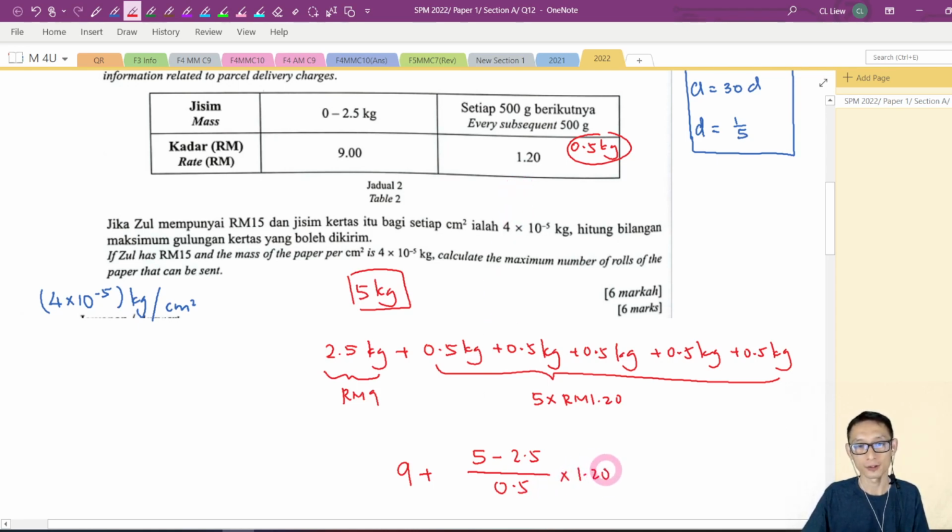Okay. Now, try to calculate this one. You should be able to get the same answer as this one. This is 9, and this is 5 times 1 ringgit and 20 cents is 6 ringgit. Total, you will get 15 ringgit.